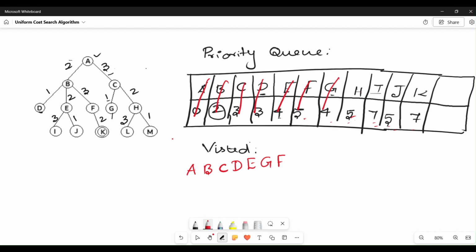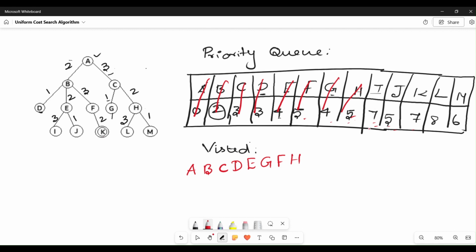So H has two nodes. They are L and M. So now calculate the distance. Until H, our cost is 5. 5 plus 3 we will be getting 8, and 5 plus 1 we will be getting 6. As the H has got traversed, taking out from the priority queue and add it into the visitor.